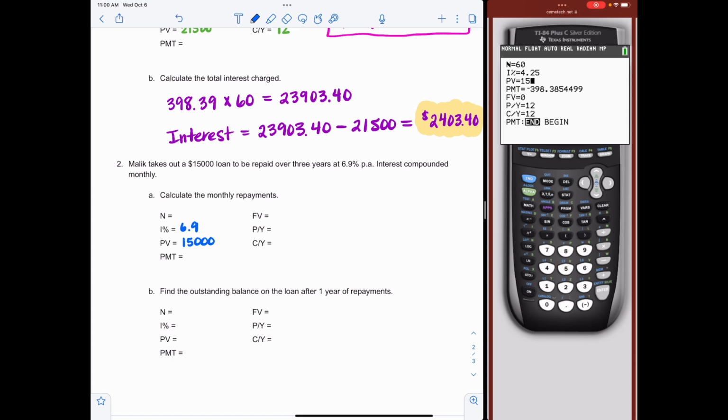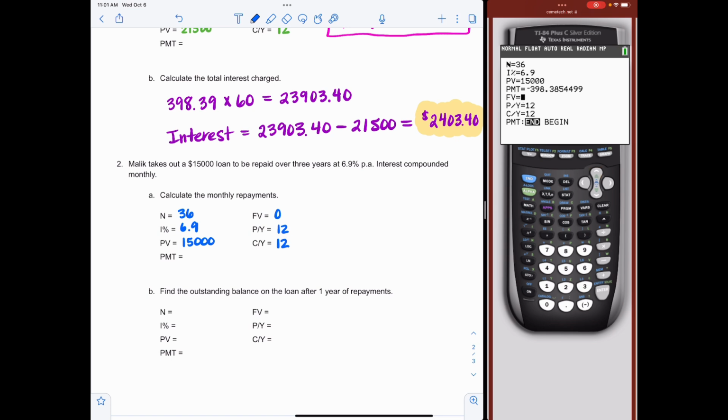So I type in 15,000 for PV, 6.9 for the I, and then for the number of payments, you're going to pay the payments every month over 3 years. So that is a total of 36 payments. And I got that from doing 3 times 12. 36 total payments. We already know that we want the future value of the loan to be 0 because we don't want to owe money. Make sure you put your future value as 0. And then, of course, the periods per year is 12, and so is the compounding part of the interest.